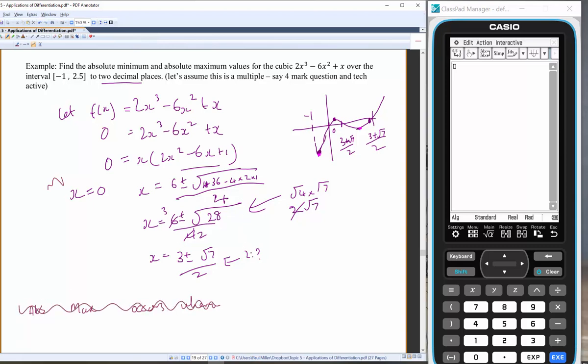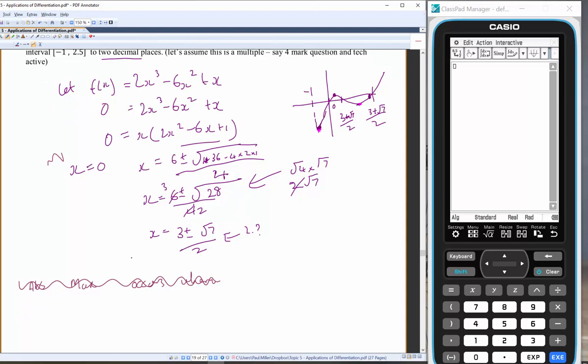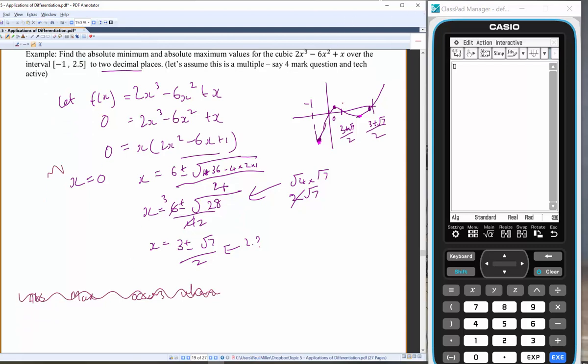Sorry, if you've written that down, pause the video and grab a rubber. So what we're going to do is actually diff this cubic function to work out the x value of that stationary point and then slam that into the original function. So to do this, I'm going to do f dash x equals 6x squared take away 12x plus 1.